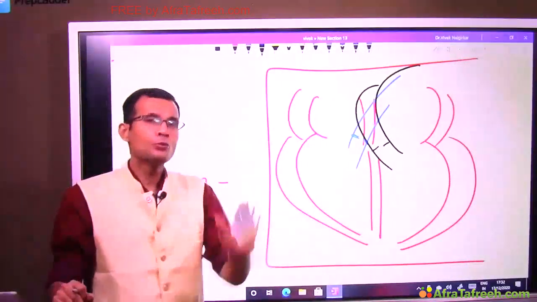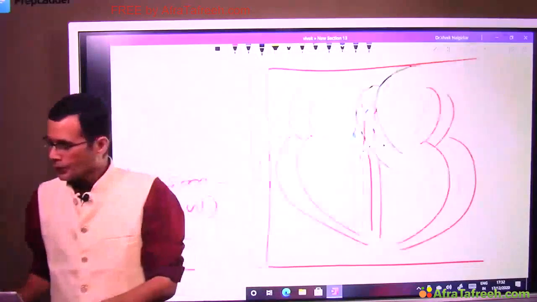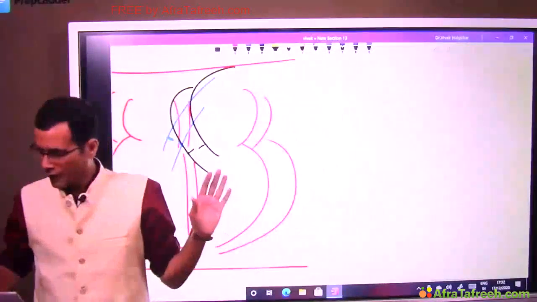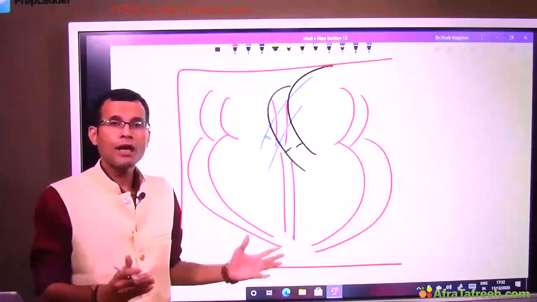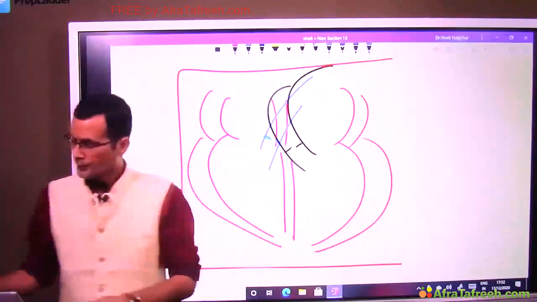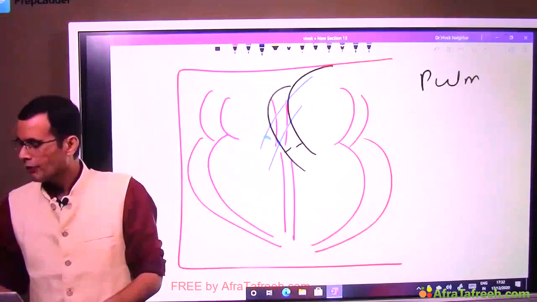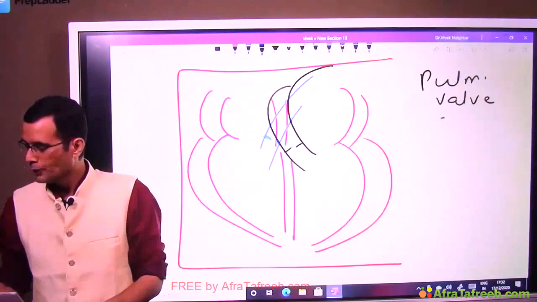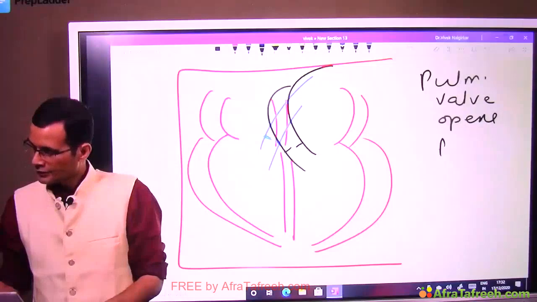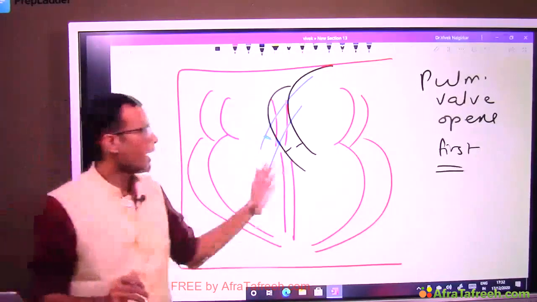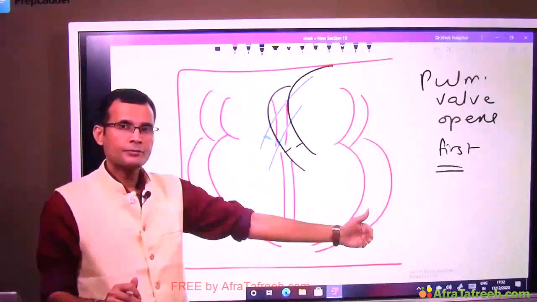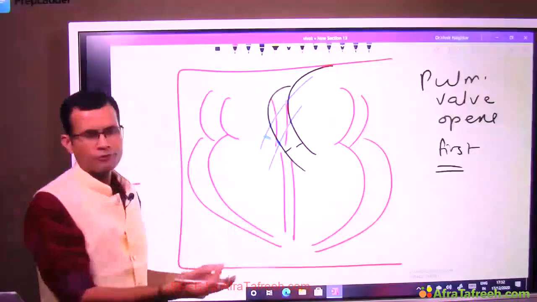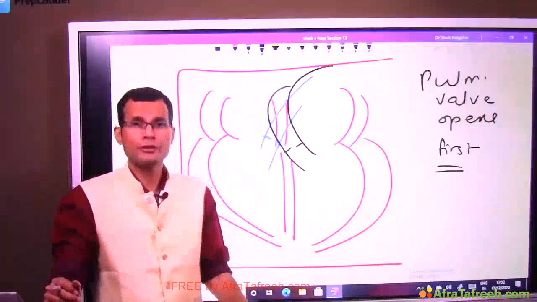So you need to now note down the semilunar valves, pulmonary and aortic valves. Which valve opens first? Pulmonary valve opens first and the aortic valve opens later than that. A little later, it's a question of just milliseconds, but there is a difference.